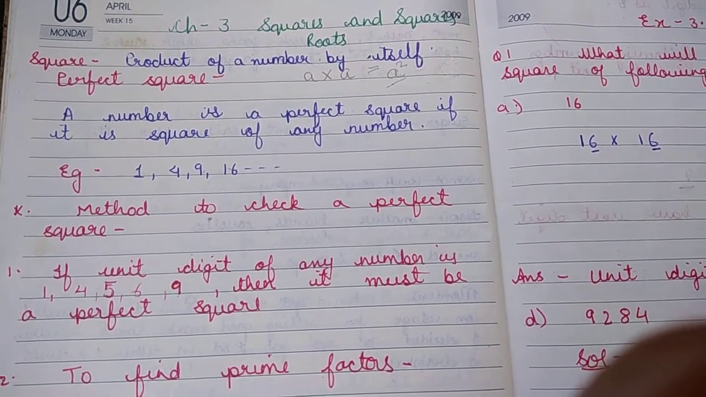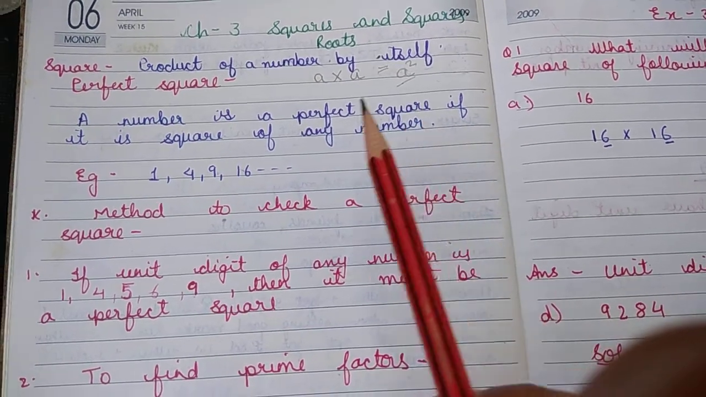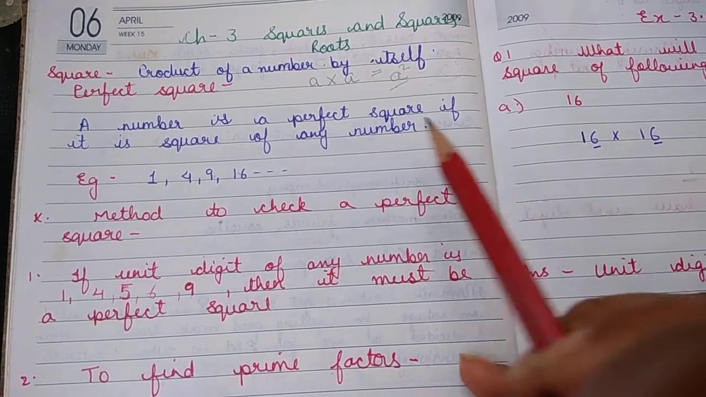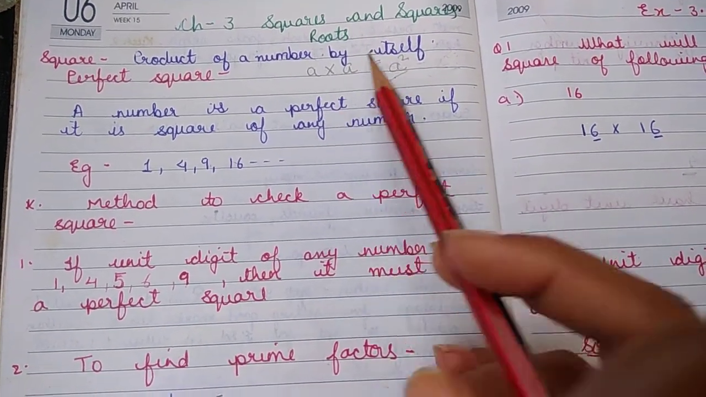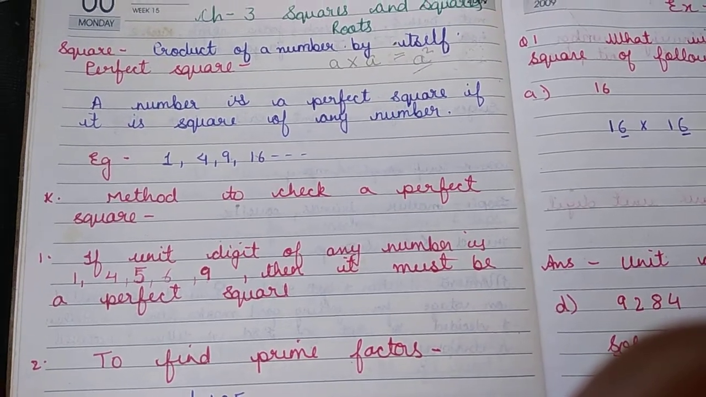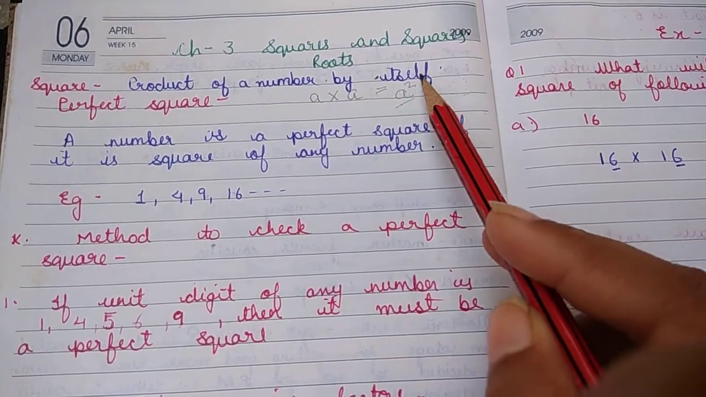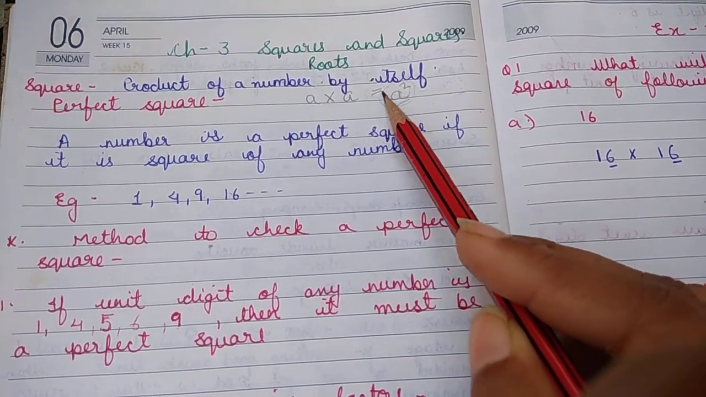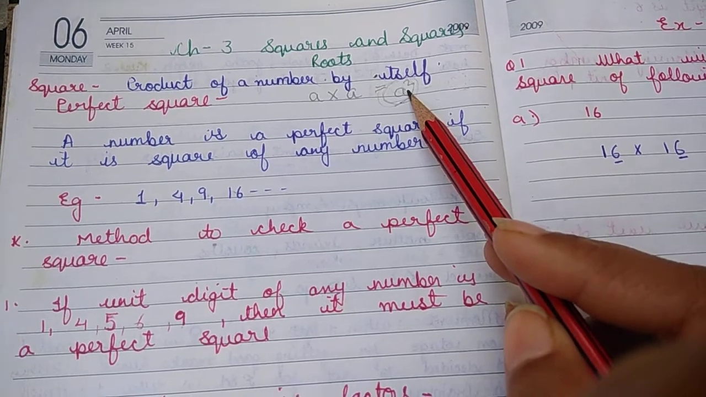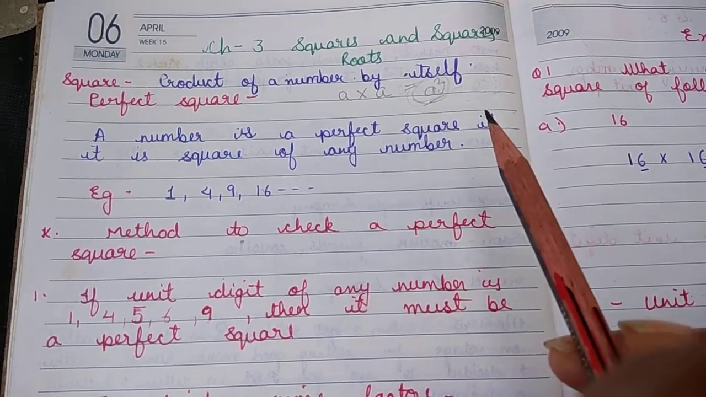What is a perfect square? A number is called a perfect square only if it is a square of any number. Multiplying any number by itself is a process called square. But what is a perfect square number? These products, the answers which we get after multiplication, are perfect square numbers. So a number is a perfect square only if it is a square of any number.